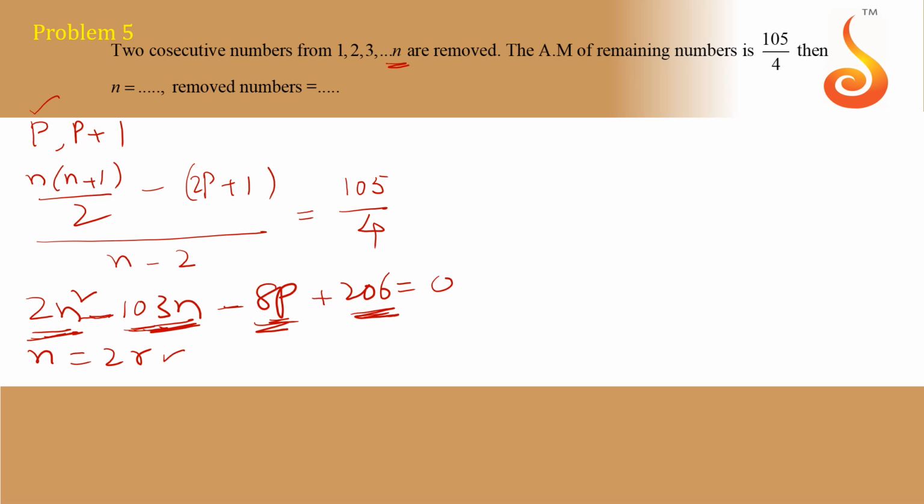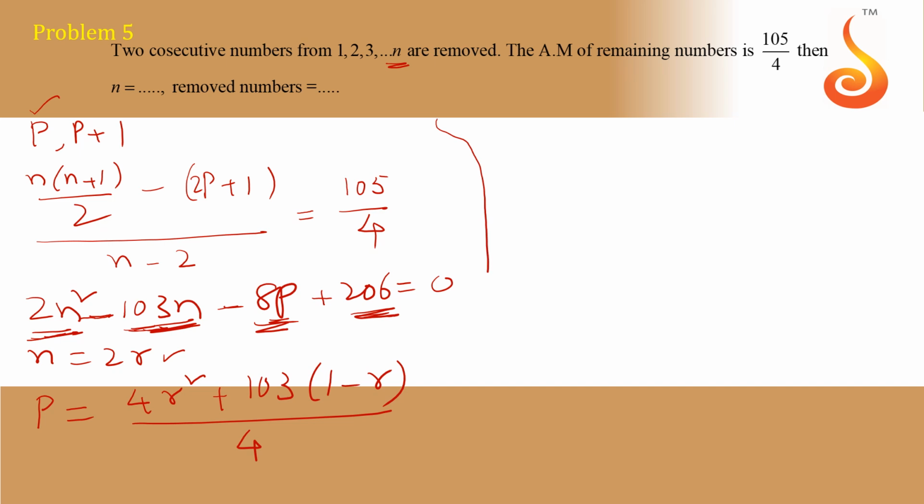So n must be some 2r. If you substitute n equal to 2r and simplify for p, you will get p equal to (4r square plus 103 into (1 minus r)) divided by 4. So please substitute n equal to 2r, converting it into r and p, and then write p in terms of r. But you know that p is also an integer, because it is from 1 to n only. That's why the numerator of this p value should be exactly divisible by 4.